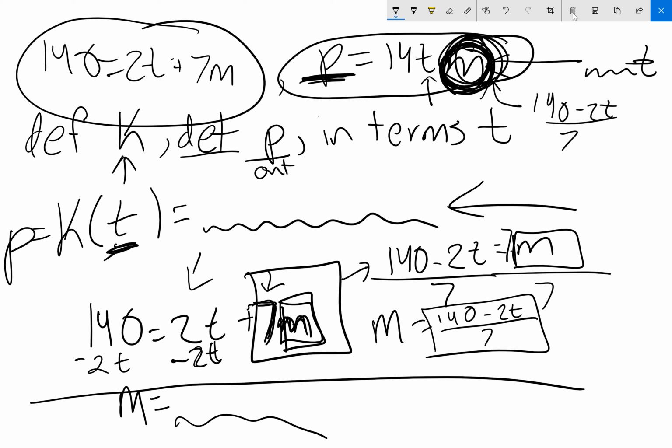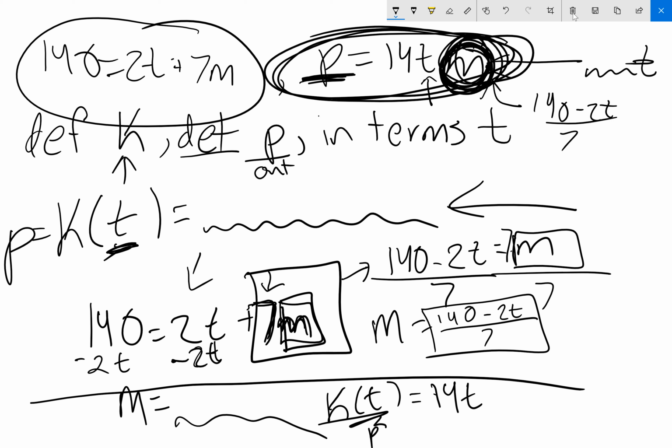So let's put it all together. K of t equals p, right? Equals 14t, I'm getting that from this, right? Because we're basically rewriting this expression. 14t times m, but we don't want to put m in there, right? So we'll put 140 minus 2t over 7. Cool beans? Okay, that's about it for that one.